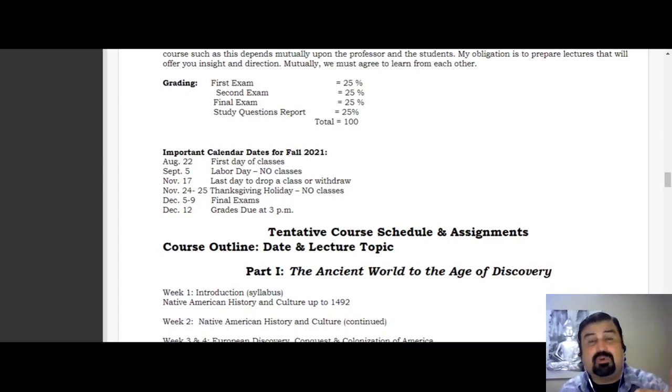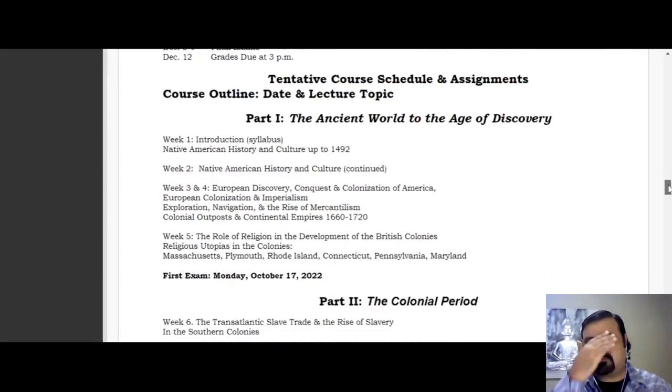So keep that in mind. If you are progressing from the first, second, and final exams and you're turning in extra credits and the like, that is going to help you a lot. Maybe jump into the next letter grade at the very end. Okay? Keep that in mind. Okay, so last but not least, the tentative course schedule and assignment.